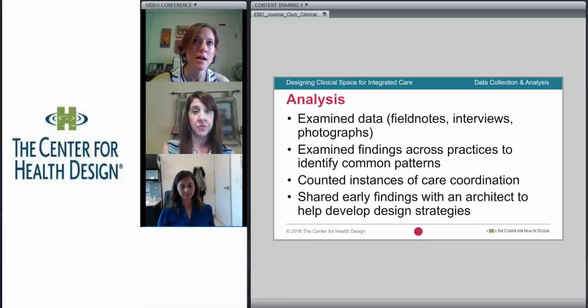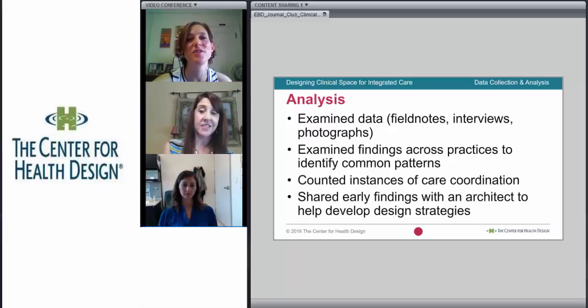And then next we looked at these findings across practices to identify the common patterns regarding the use of physical space. And as we were working through that, we identified 2 common practice layouts, which we'll look at in a bit. And within each of the layouts, we examined how integrated care team members work together in their space to deliver integrated care. And the third step, if you'll see here on the screen, we counted instances of care coordination.